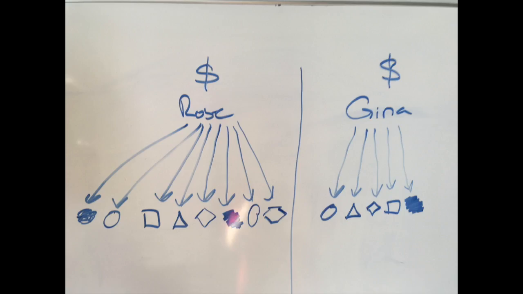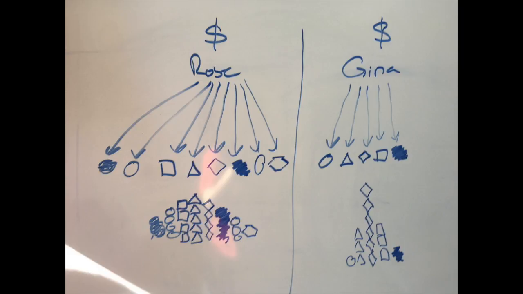This information can be related to shopping. Rose has many different items she wants to buy, whereas Gina has fewer items. If they both have the same amount of money, Gina will buy more of each item and less types of items, whereas Rose will buy more types of items and less of each. The amount of any one item that she has will be less than what Gina has.